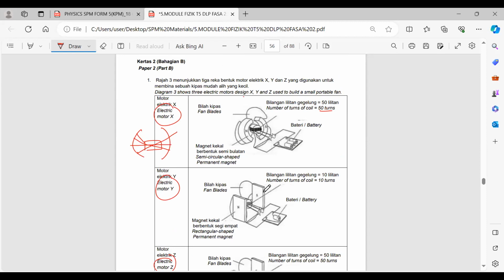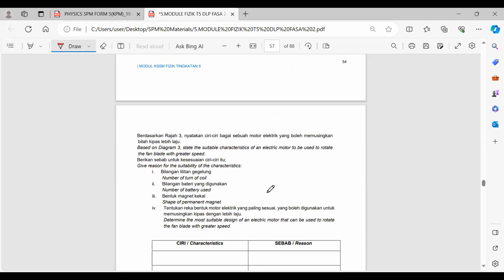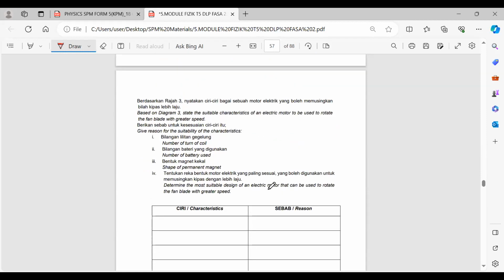So motor X is more reliable than the others, because it has all the features: semicircular shape, fan blades, and 50 number of turns. So all are needed. So we come to the question.